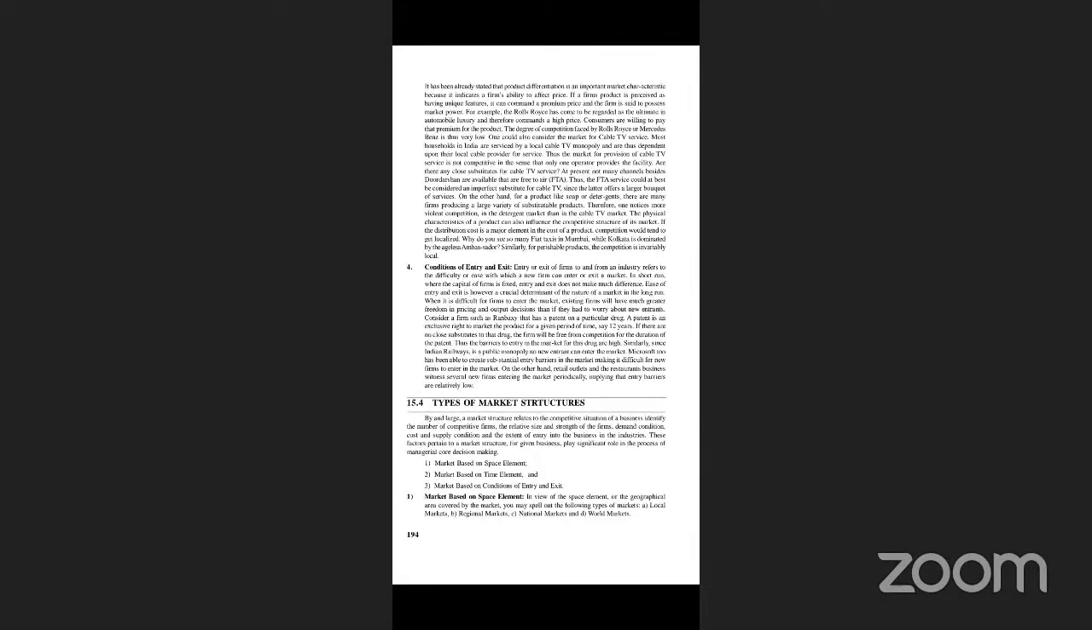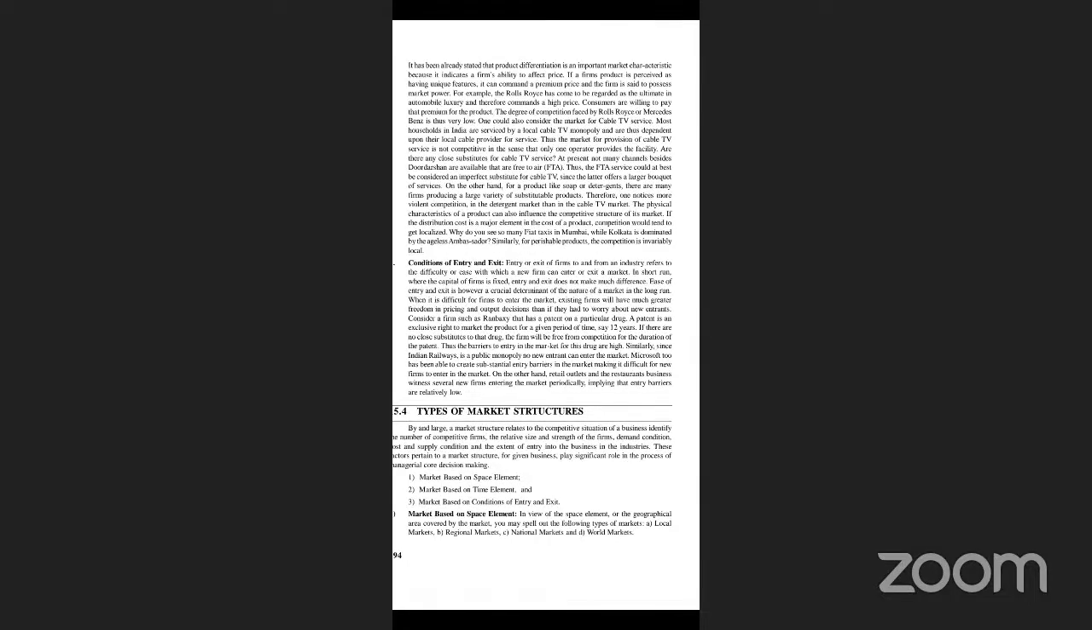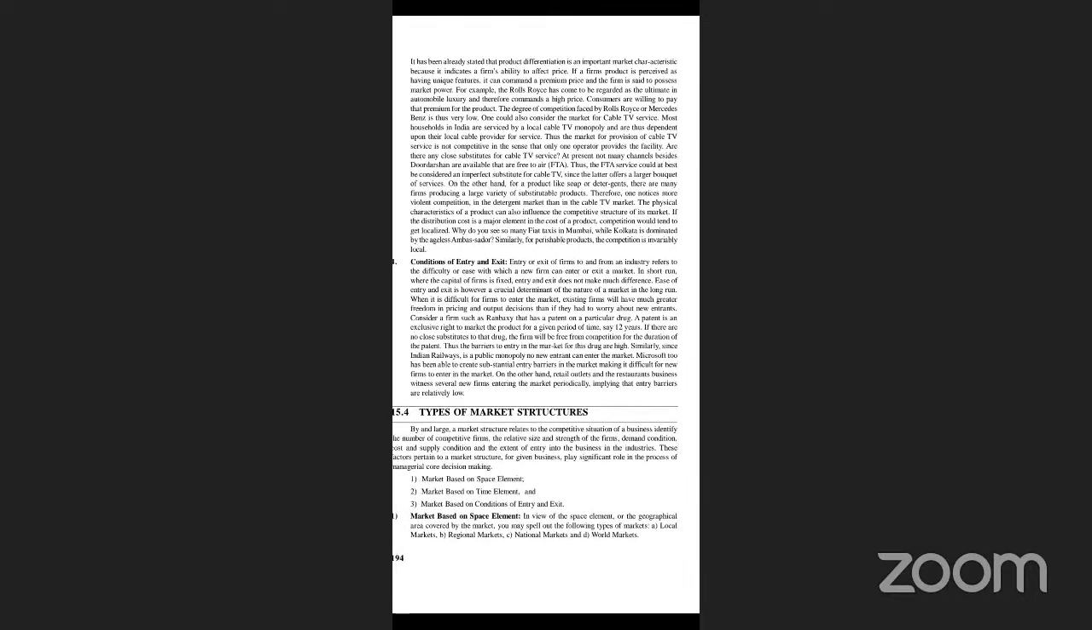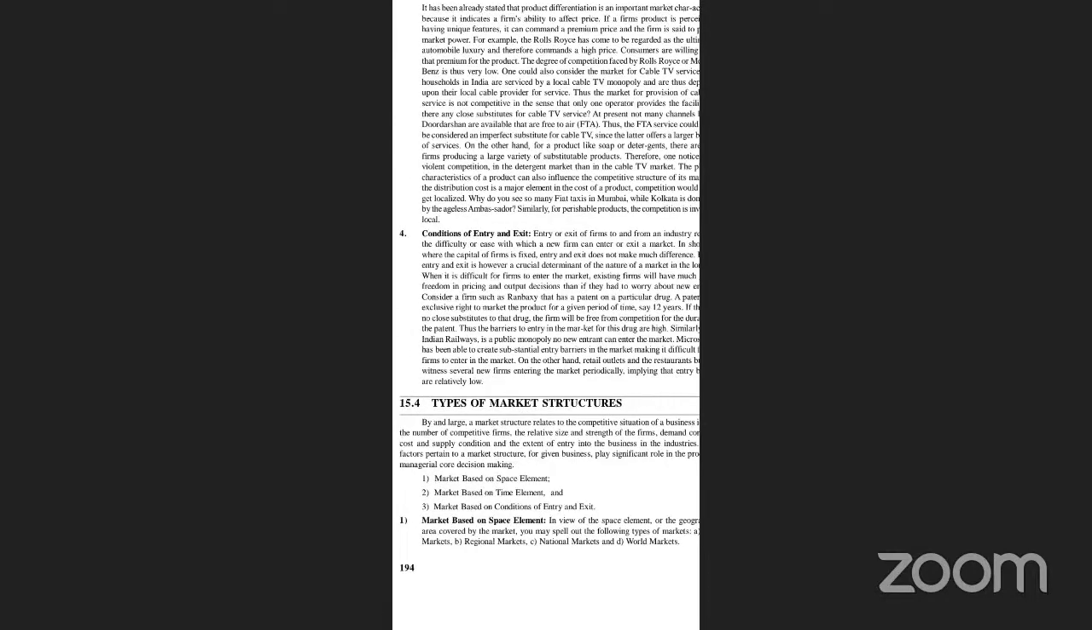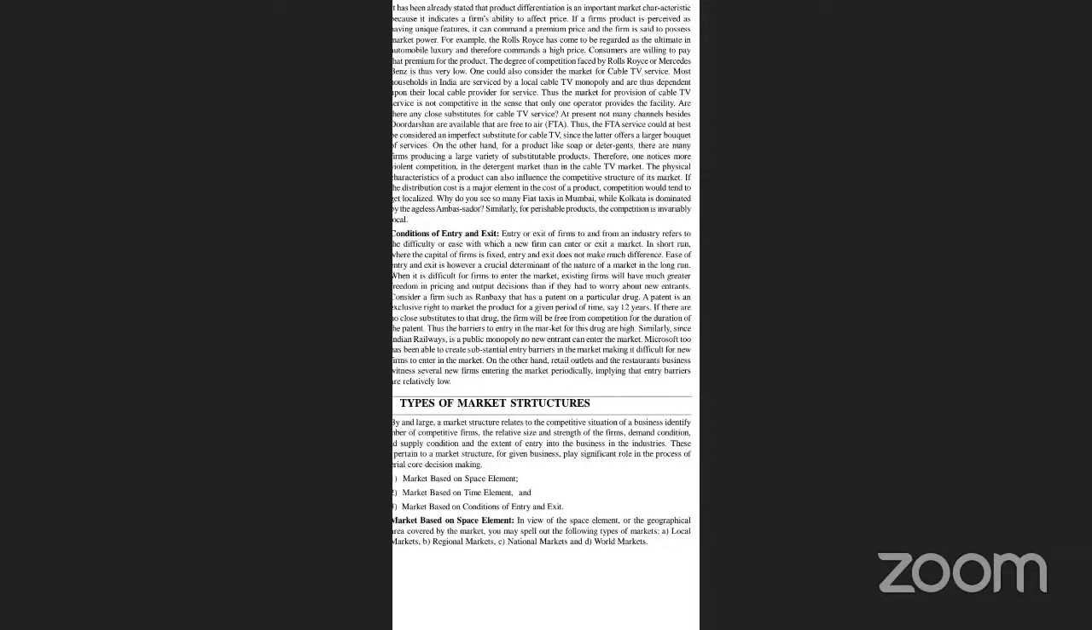And then we have conditions of entry and exit. This is regulatory. When you classify your firm into a particular market structure, then according to that market structure, you have certain regulations which are to be followed. So entry and exit will be based on the market structure. And then you have types of market structure: market based on space element, market based on time element, and market based on entry and exit. Now, what is space? In space, you see local markets, regional markets, national markets, and even world markets.